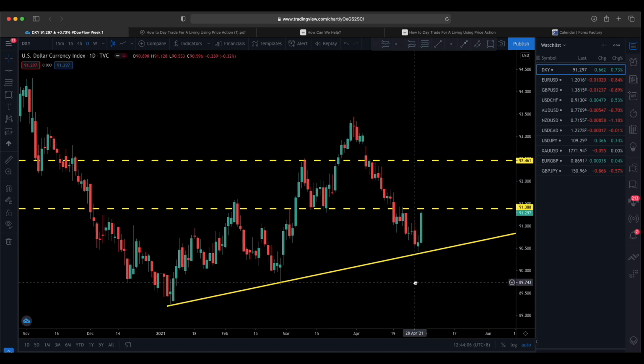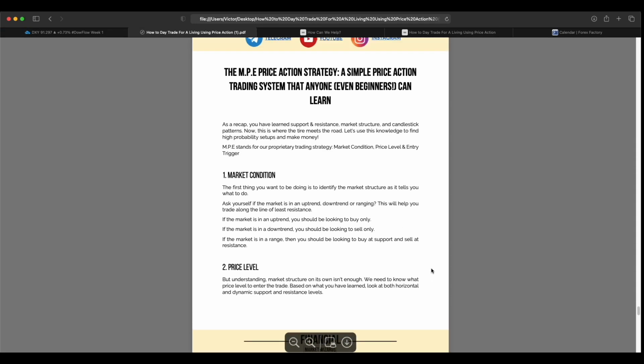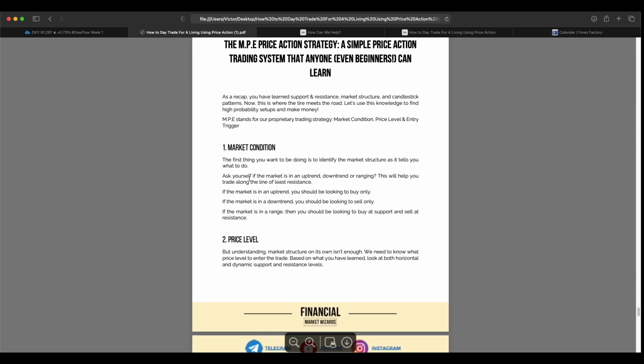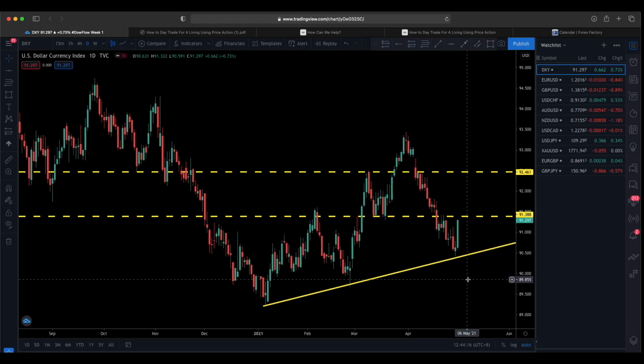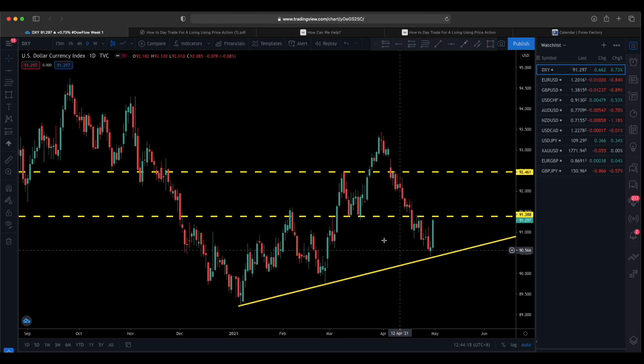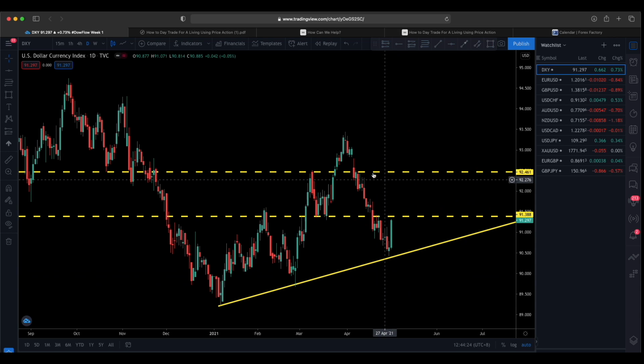As always, I'll start off with the dollar index. So remember, we're using the MPE trading strategy, which deals with market condition, price level, and then the entry. So right here we have DXY, which is the dollar index, and if you look at the market condition, I would say that it's actually more bearish than bullish. Okay, let me just explain to you why.